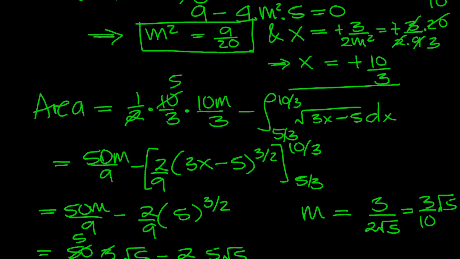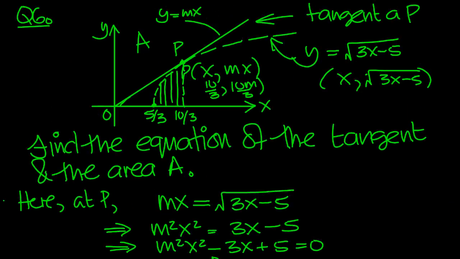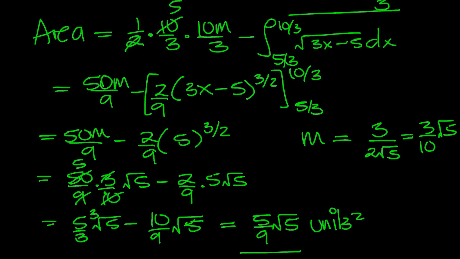And I don't think they wanted it to decimal places. Let's just check. Find the area A, so there it is there. 5 root 5 over 9.